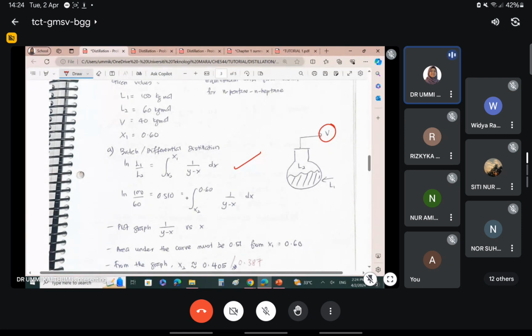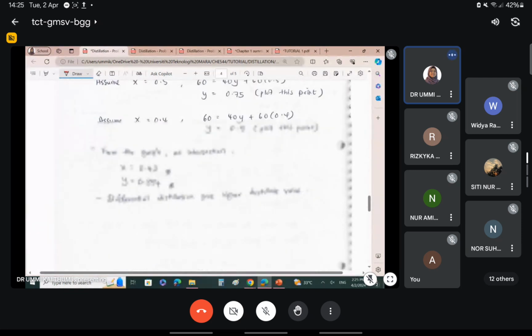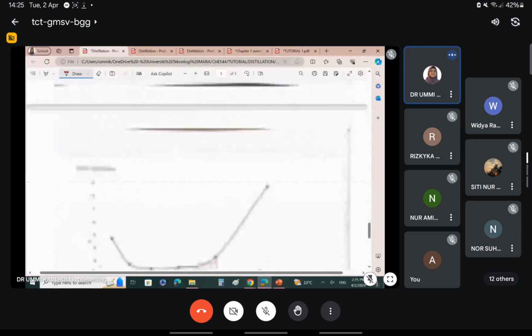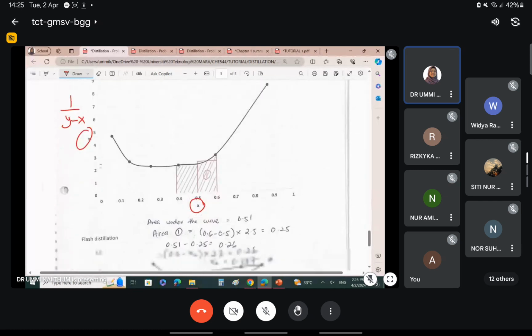So how do we solve this? You have to plot the graph of 1 over Y minus X versus X. We find X and Y, then find 1 over Y minus X versus X. Once plotted, we get a graph like this. So how do we find it? The integration is the area under the curve.